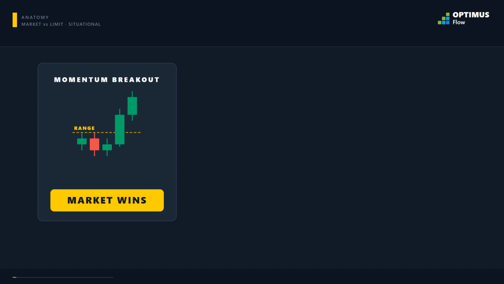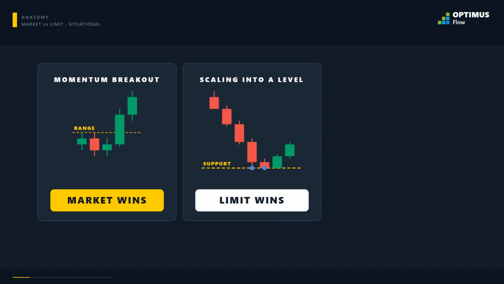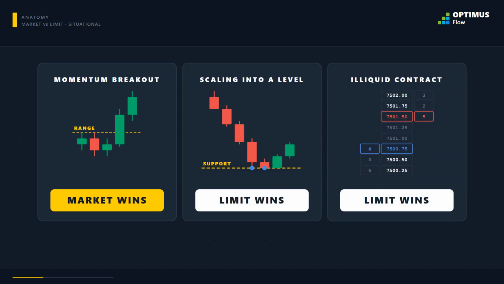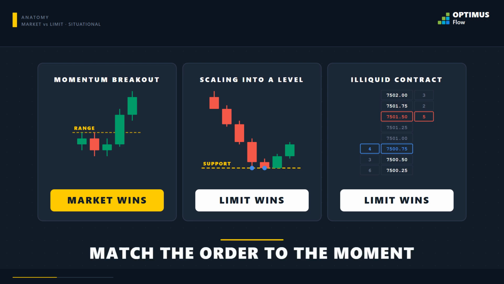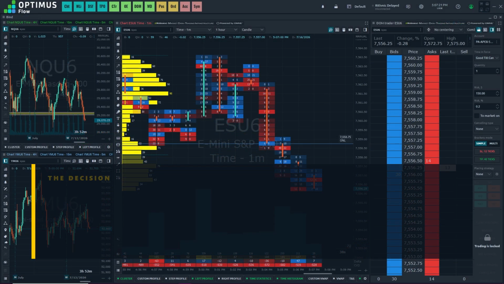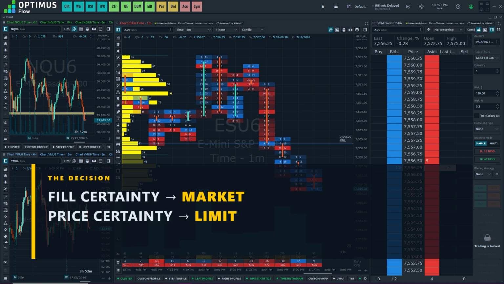Let's say you have a momentum breakout and price is running, and you're more concerned about getting into the market than the price you pay. A market order would win here. If you're scaling into a support level and waiting for price to come back, a limit wins. If you're trading an illiquid contract where a market order walks the book badly, limit wins again. So the question isn't whether market orders are good or bad. The question is which order type is the right tool for the moment. If you absolutely want to get filled and you're not concerned about the price you get in at, that would be a market order. If price certainty matters more, then you would use a limit order.